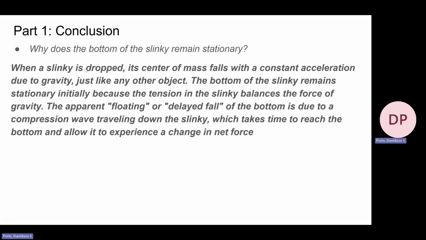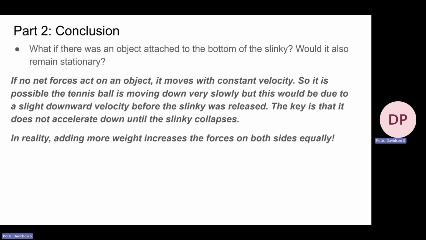Why does the bottom of the Slinky remain stationary? When a Slinky is dropped, its center of mass, when we talk about the extended system and the point particle system, falls with a constant acceleration due to gravity, just like any other object. The bottom of the Slinky remains stationary initially because the tension of the Slinky balances the force of gravity. The apparent floating that you're seeing is due to the compression wave traveling up and down the spring, back and forth. It takes time, and then it finally reaches and hits the bottom, and this allows you to experience the net change in force.